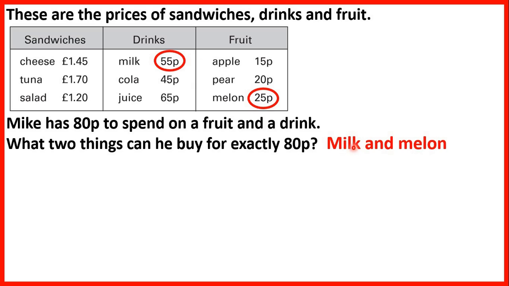So he could buy milk for his drink and melon for his fruit. And we can check 55 plus 25 gives us a total of 80.